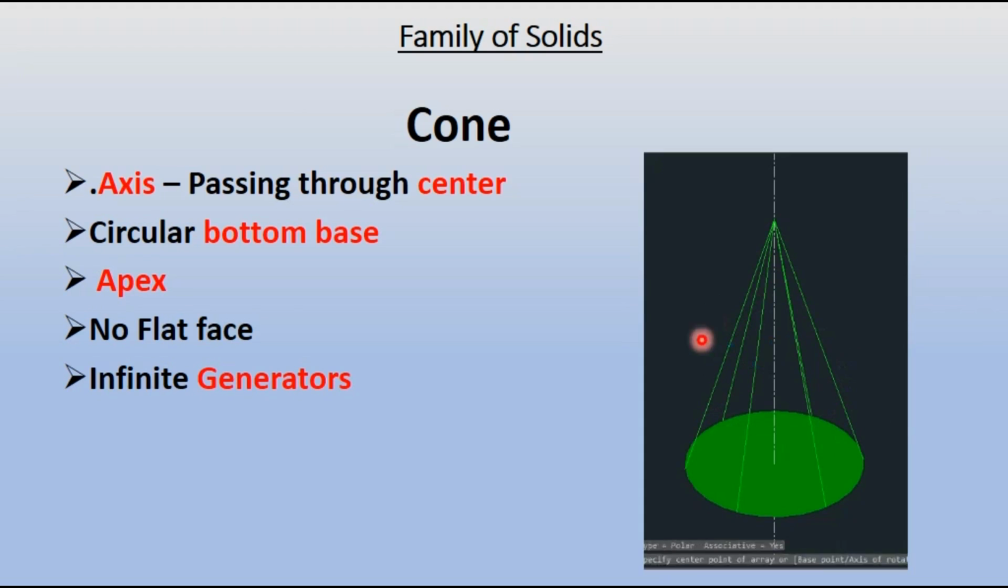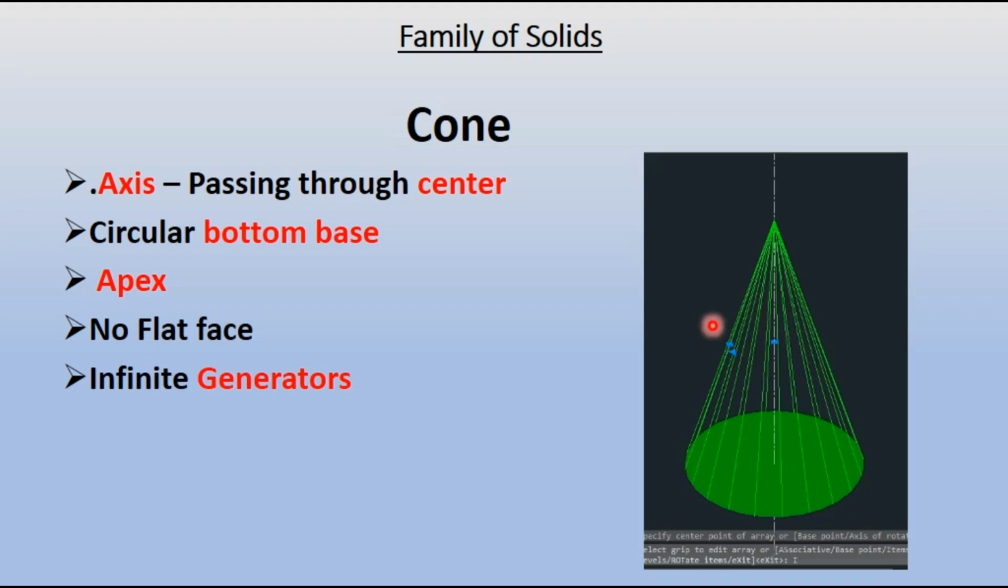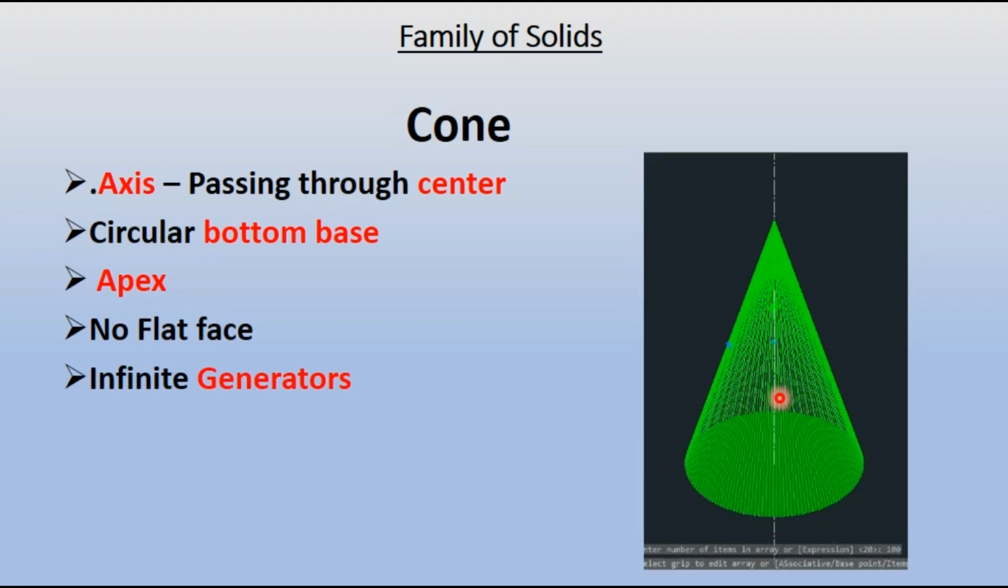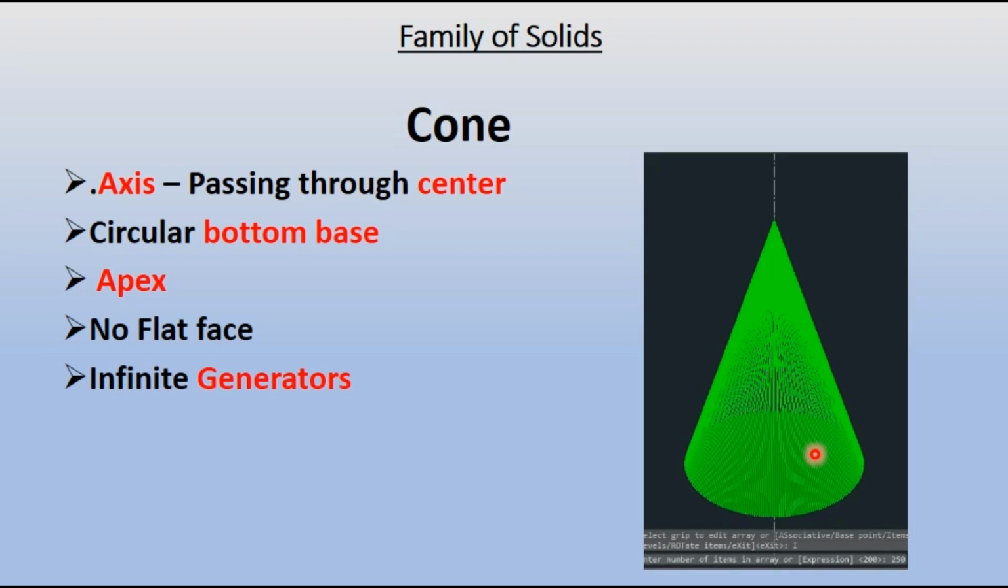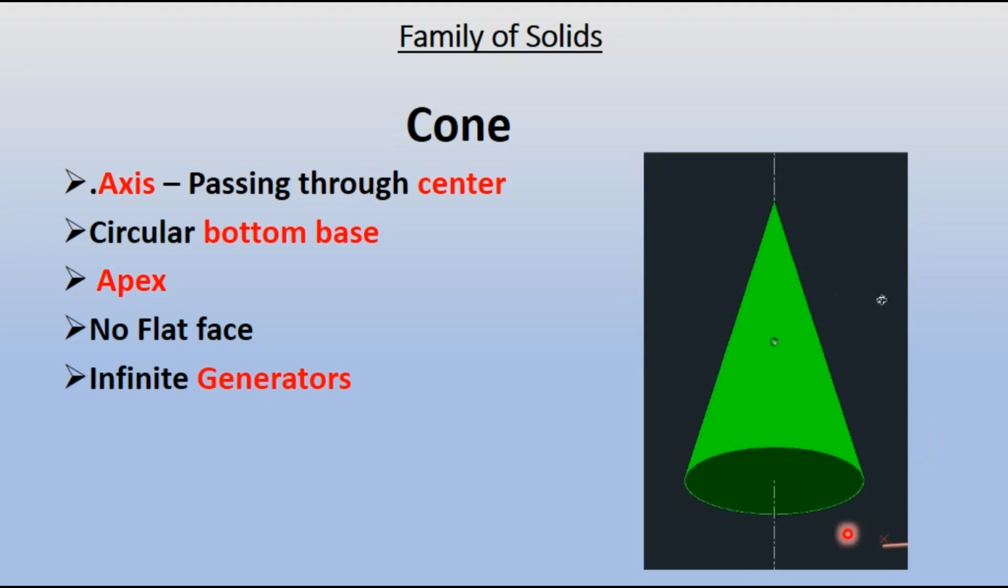Now I have taken only 6 generators, and now it's looking like a wireframe cone, and I am increasing the number of generators. Now you see that it's appearing like a cone. Now if I increase more generators, more lines here, it will become a complete cone. You see now, as the number of generators is increased, it's looking completely like a cone. As you can see, the bottom base is circular in shape, and you have the apex point here. The apex point is very important.